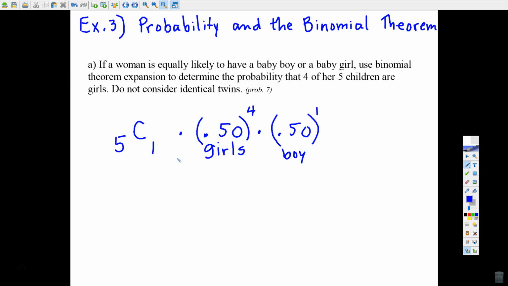So here we go. Ready with your calculator? We can do all of this in one line. Ready? Clear it if you need to. 5 nCr 1 times 0.5. And if you don't know how to raise something to a power, it's that key that looks like an upside down V, raised to the fourth, times 0.5, and we don't need to raise that to the first.